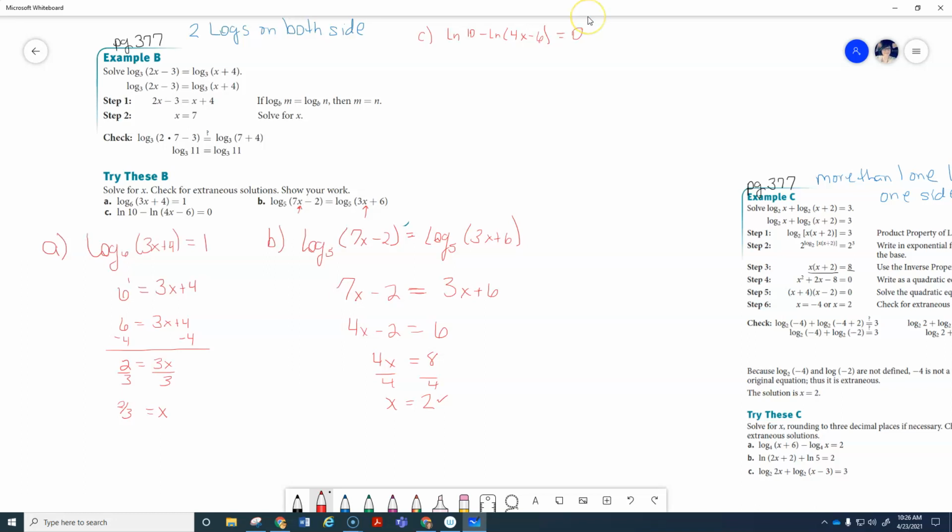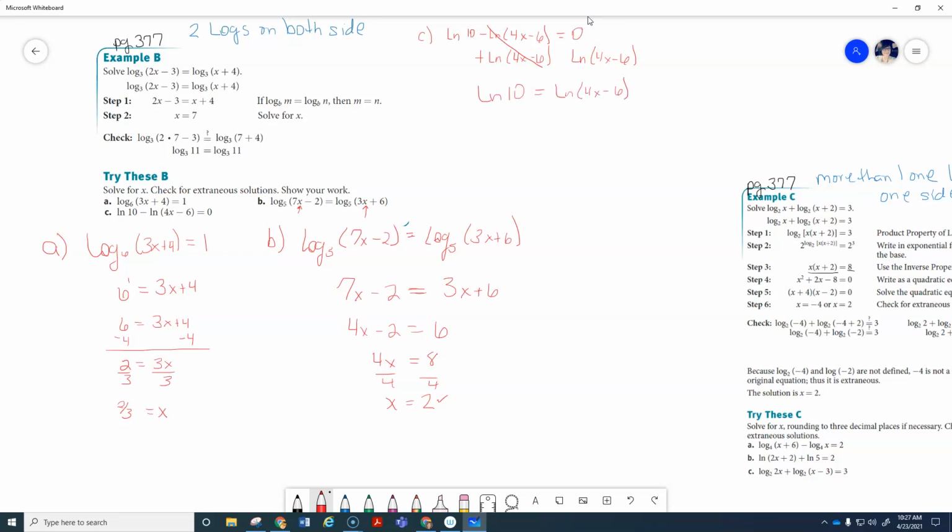Well, the fact that we have a 0 over here means that while we do have 2 logs on this side, if I just do the inverse operation of this subtraction right here, and I add the natural log of 4x minus 6 to both sides, then those add out, and I end up with the natural log of 10 equaling the natural log of 4x minus 6.